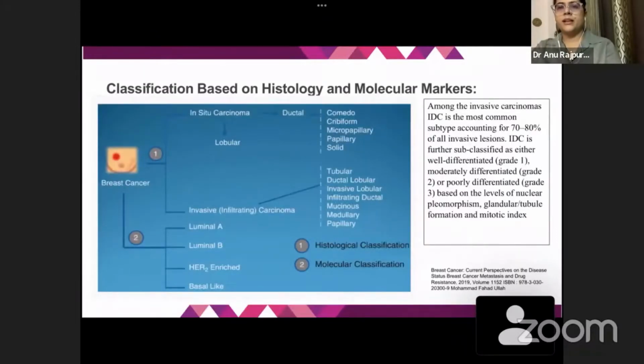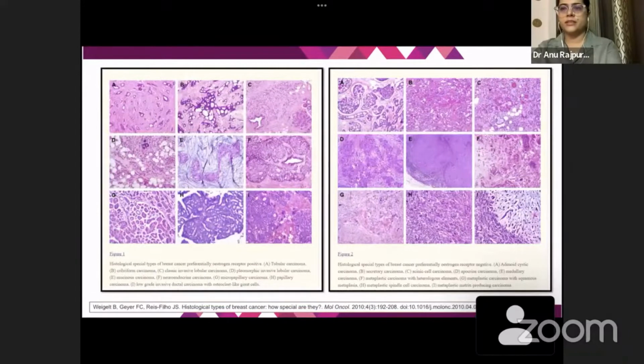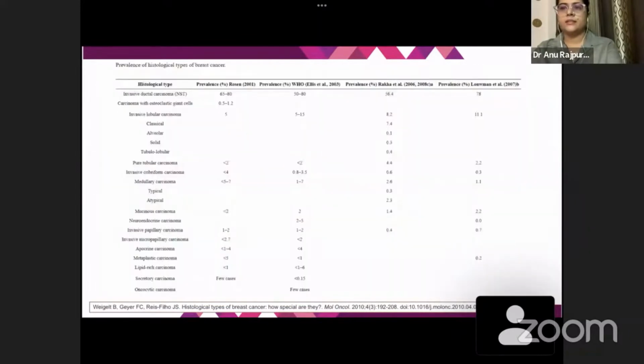So coming to the classification based on histology and molecular markers, breast cancer can be divided into in situ carcinoma and invasive carcinoma. Today we'll be talking about invasive carcinoma. Based on histology, there are multiple types: tubular, ductal, lobular, invasive lobular, infiltrating ductal, mucinous, medullary, and the uncommon one, papillary. Based on molecular classification, we have luminal A, luminal B, HER2 enriched, and basal-like carcinoma. So these are the histological slides.